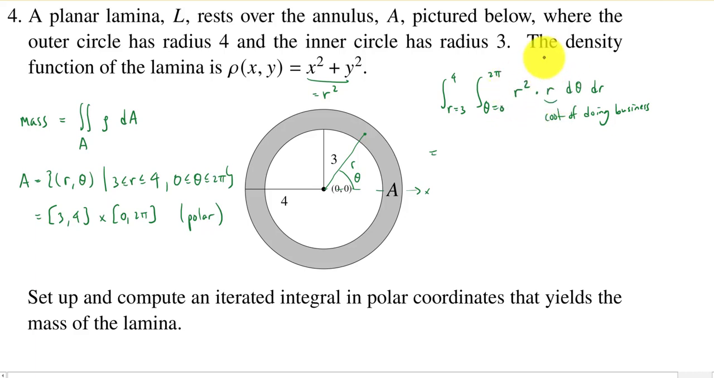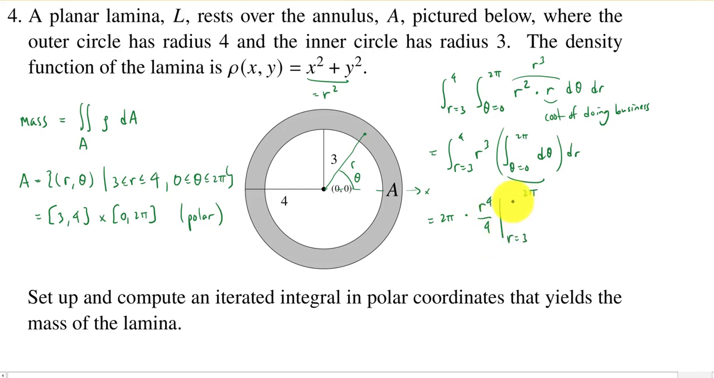Okay, so now we have this r cubed as our integrand, which has nothing to do with theta. So we can actually pull it out. Fantastic. Pull out the r cubed, and I'm left with integrating d theta from 0 to 2 pi. Like, that's fantastic because there's just a 1 integrand, right? This just gives me the length of the interval, which is 2 pi. Okay, so I can pull the 2 pi out, and now I'm integrating r cubed. Well, r cubed, let's see, with respect to r, that's going to be r to the 4th over 4. And we'll evaluate from 3 to 4.